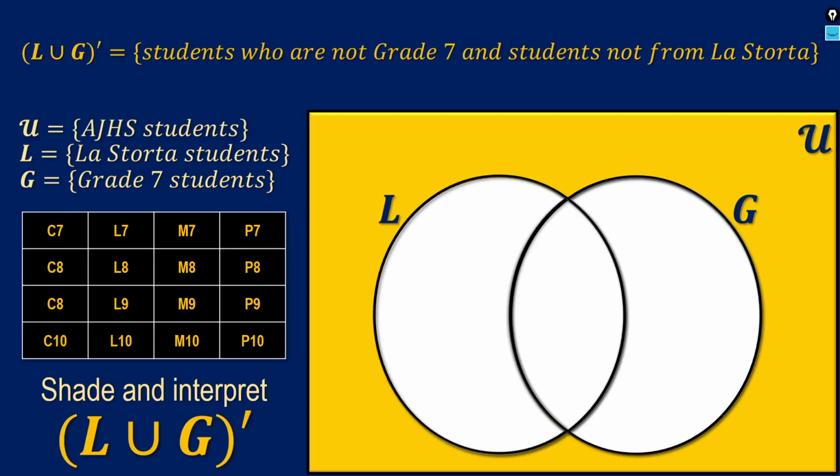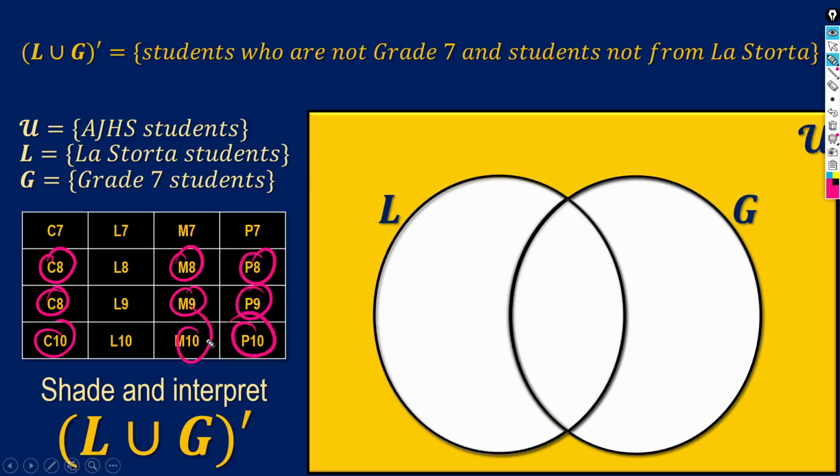So, sino dito sa ating table yung kasama sa set na ito? Not grade 7. So, immediately, hindi nakasama yung first row. Hindi rin from Las Torta. So, hindi kasama yung second column. Which means, ang kasama lang dito ay ito, yan, ito, at ito. Tama? Students who are not in grade 7, none of these encircled are grade 7 students. None of them are also from Las Torta. So, sila ang ating elements.